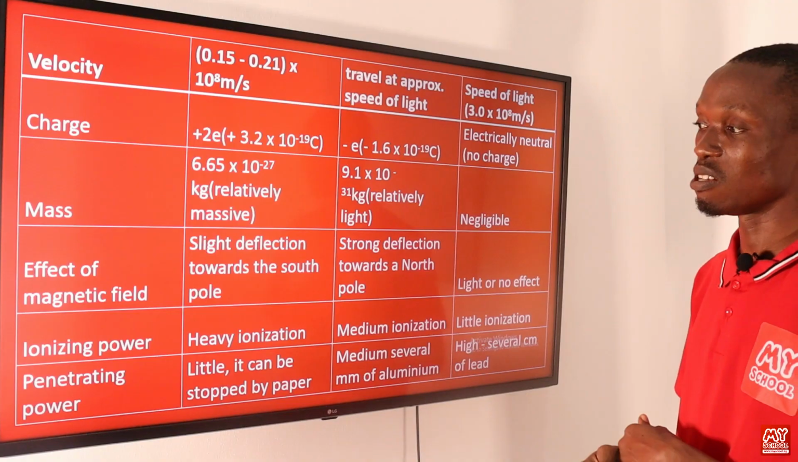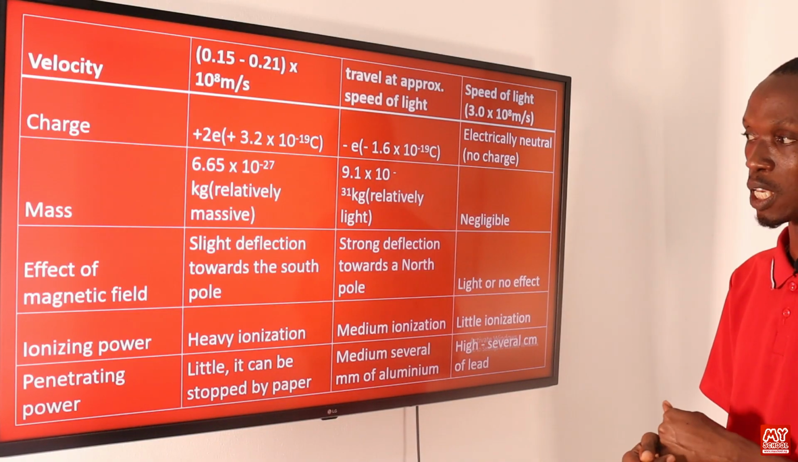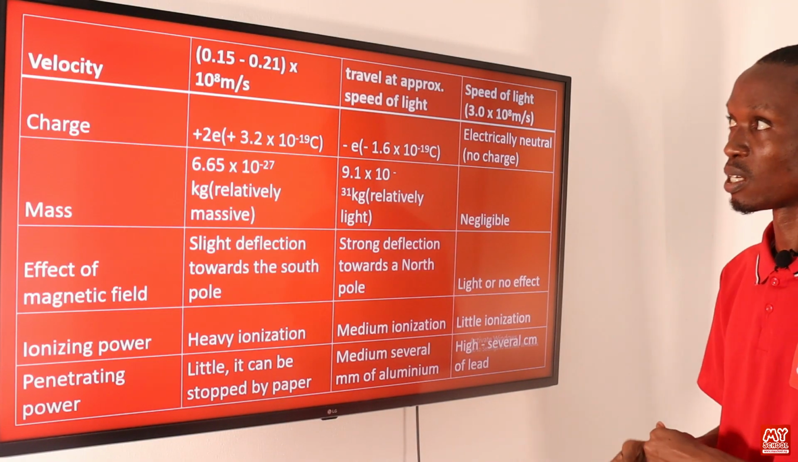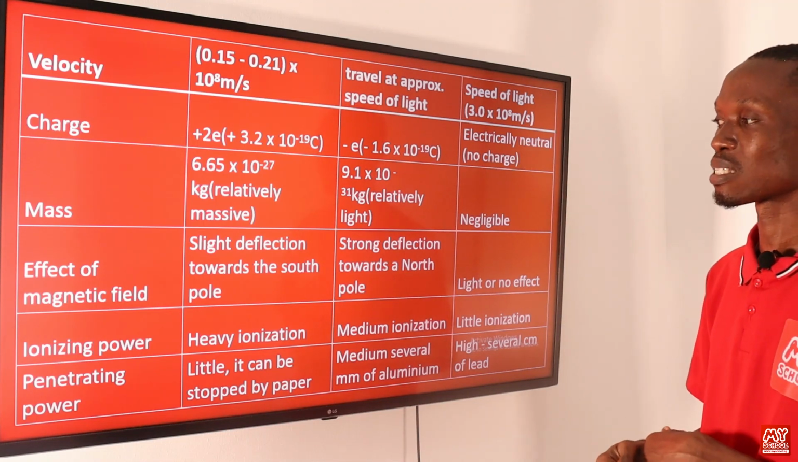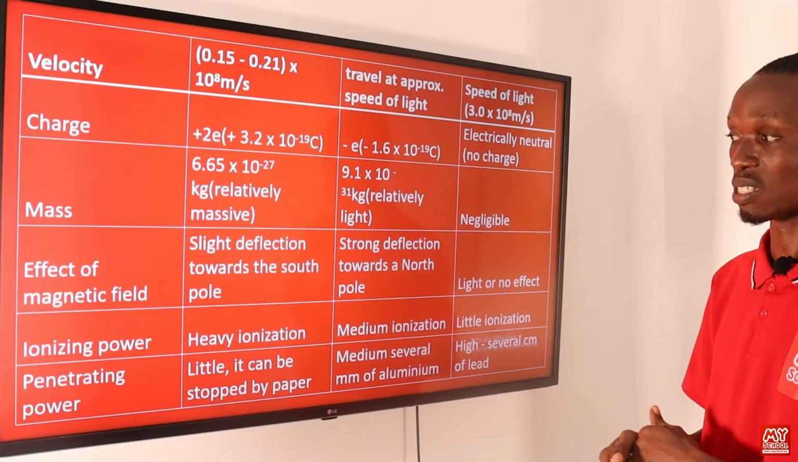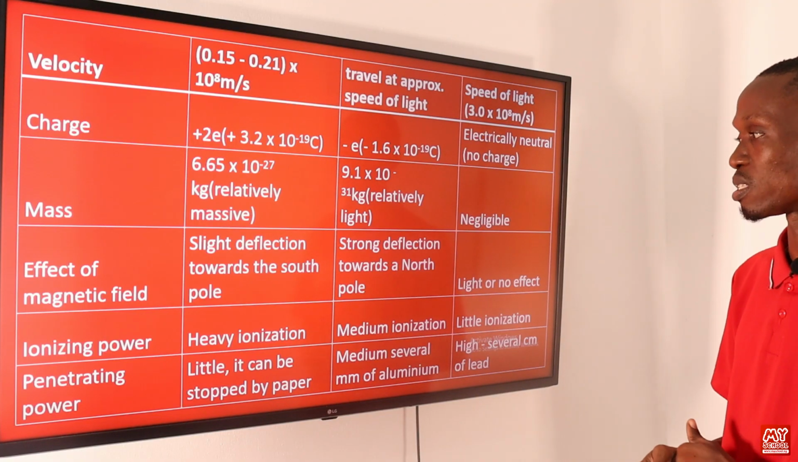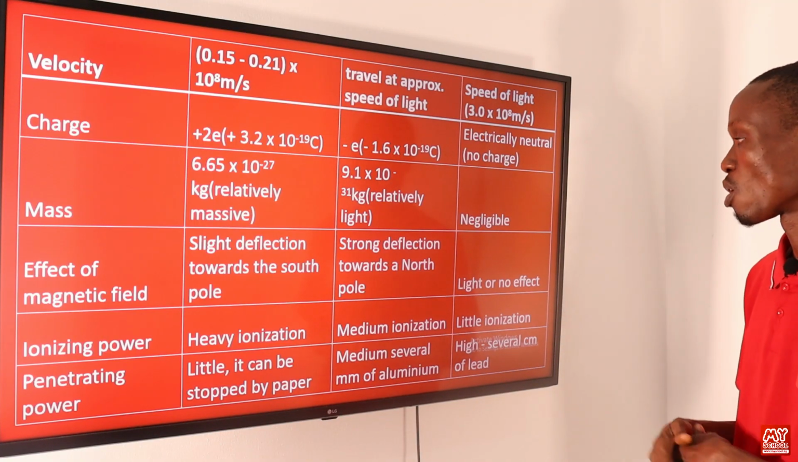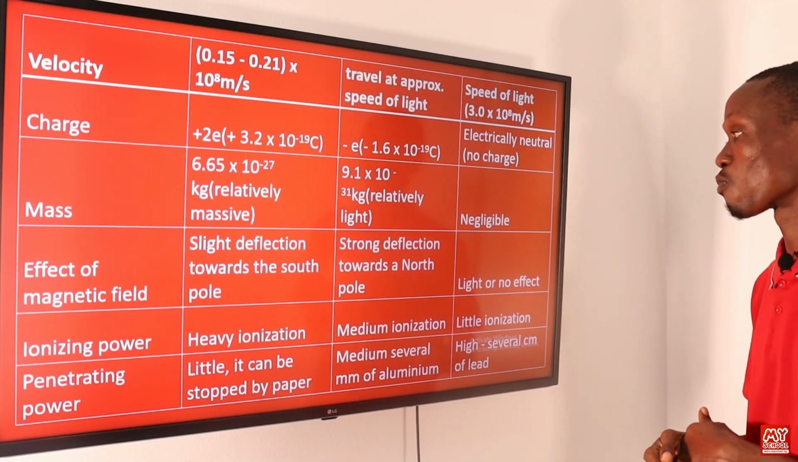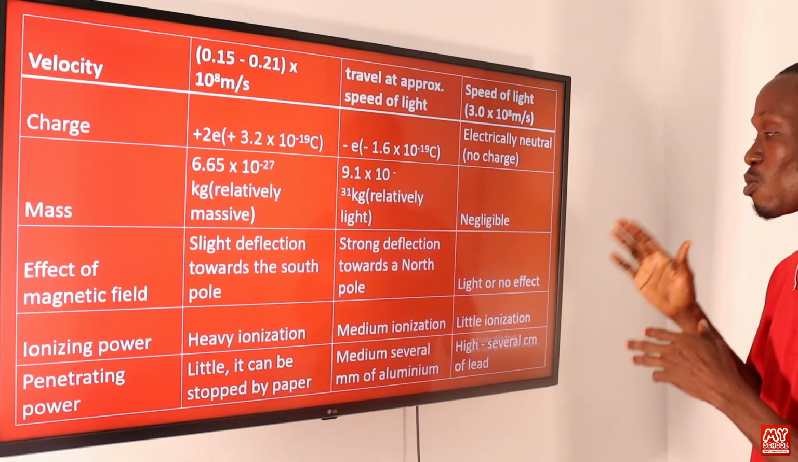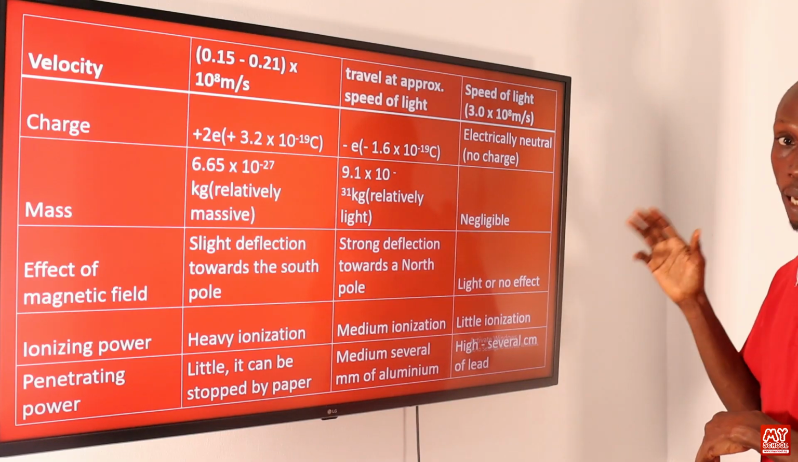Now let's talk about the effect of magnetic field. Under a magnetic field, the alpha particle shows slight deflection towards the south pole, while the beta particle shows strong deflection towards the north pole. For gamma rays, the magnetic field has no effect.